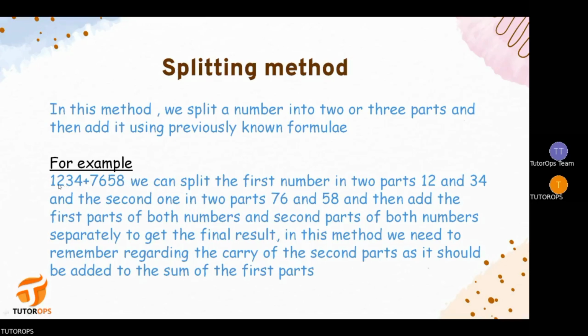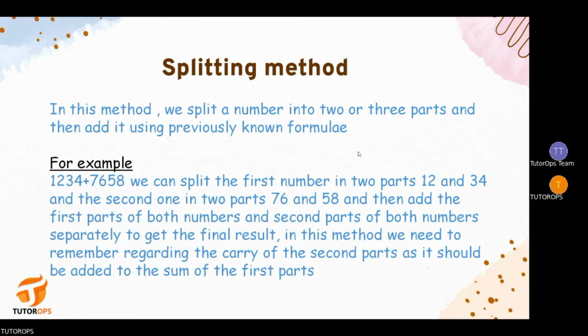For example, we are taking 1234 and 7658. We can split the first number into 2 parts, 12 and 34. The splitting basically means making groups with the digits, not with the tens place. We don't need to take any multiple of 10, or add from left to right. We just want to break the number into 2 parts, or 3 parts, 4 parts, as you wish.